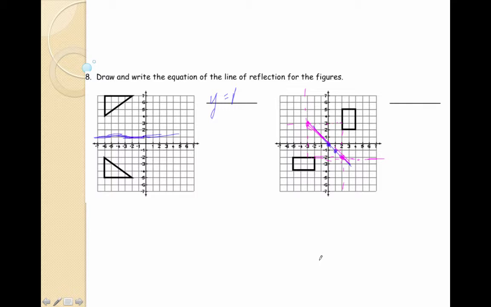So this line of reflection is just y equals -x. It has 0 y-intercept and its rise over run is -1 over +1. So y equals -x.